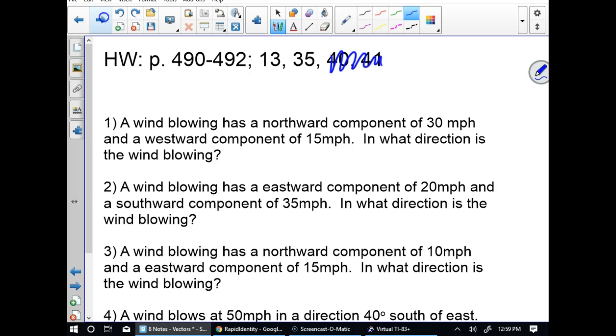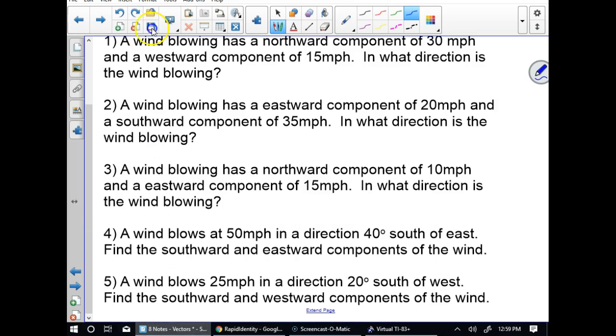So what I want you to do is 13 and 35, and then the 1 through 5 that I have added here, because our textbook just does not have a lot of good problems on this, so I added some more in there. Do not do 40 and 41. We'll look at them when we do the problems that are a little bit harder. All right, so you've got about 11 minutes here. Go ahead and start on that for me.